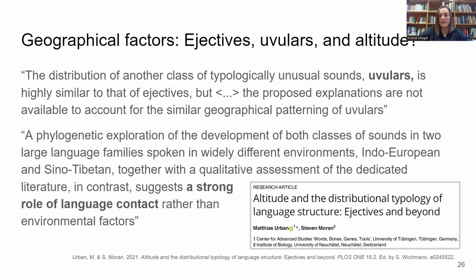And uvulars have a distribution that is very similar to that of ejectives, but the proposed explanations about air pressure do not really apply to them. So there should be some other explanation. Actually, they made a phylogenetic exploration of the development of both classes of sounds, so ejectives and uvulars, in two large language families, Indo-European and Sino-Tibetan. And they showed that it's most likely not about altitude, but rather there is very strong evidence in favor of language contact rather than environmental factors. So it's due to language contact that those consonants spread to specific areas, and the evidence in favor of environmental factors is not conclusive.